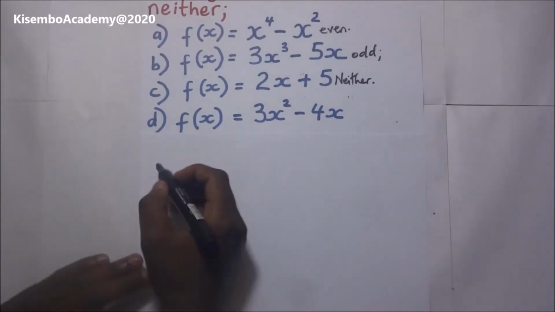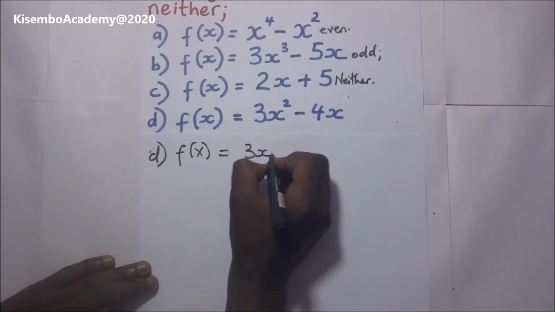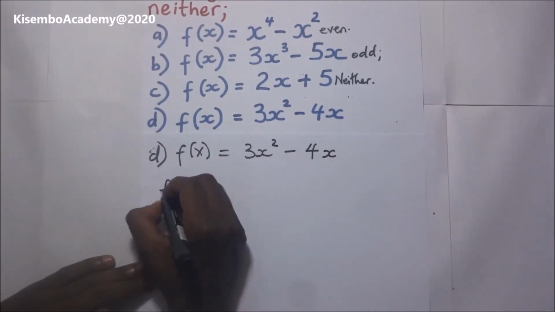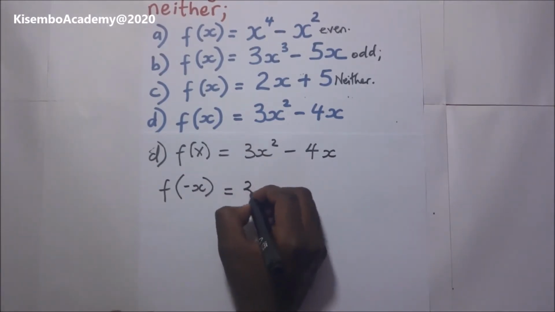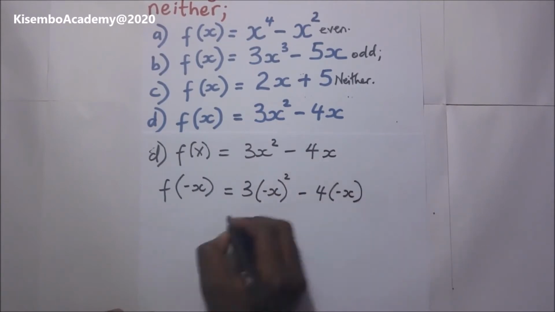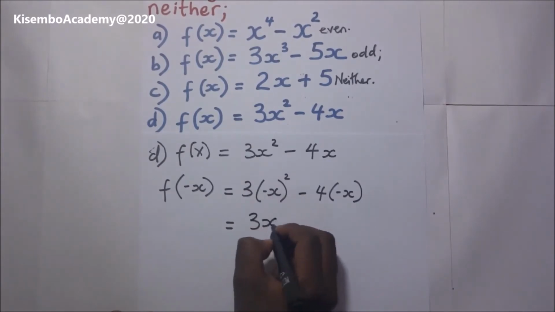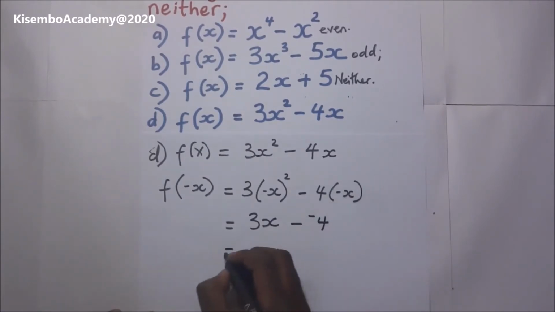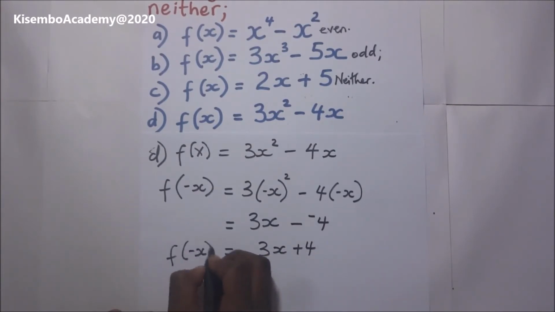Now we have part D. The function D is f of x equal to 3x squared minus 4x. Let's plug in the negative. F of negative x, what do we get? Does it return the same function? That's going to become 3 into negative x squared minus 4 into negative x. And of course negative x squared is still going to give us 3x squared, minus negative 4x, which is more like plus 4x. That is f of negative x giving us that.